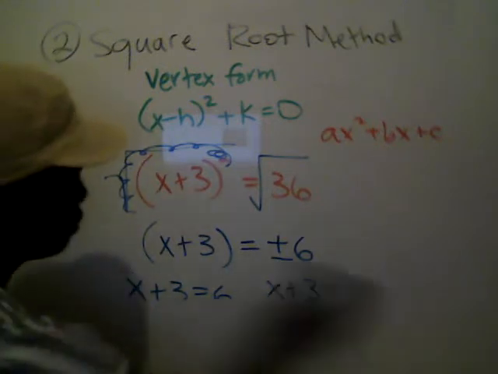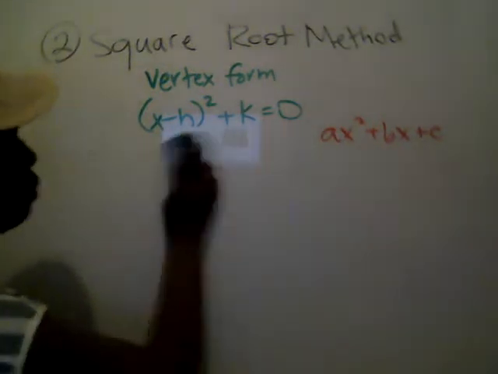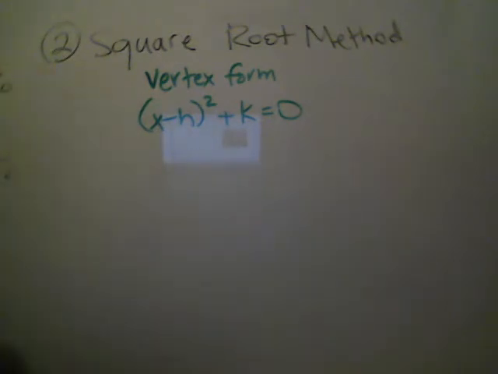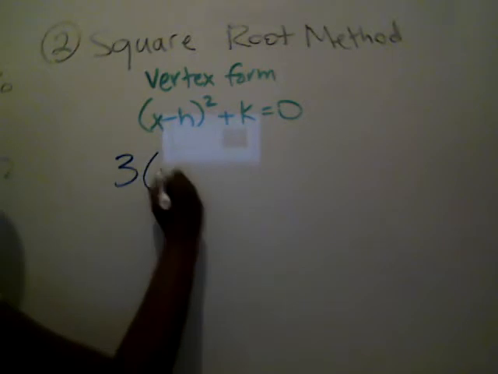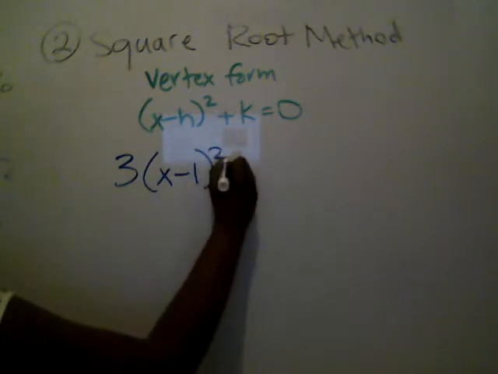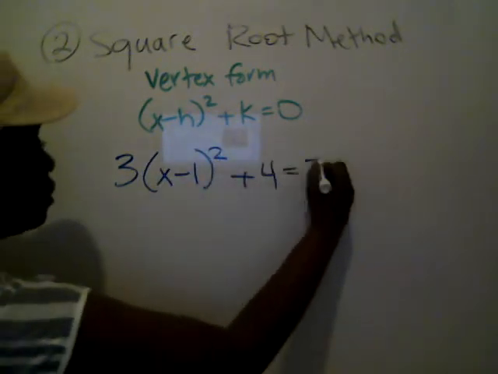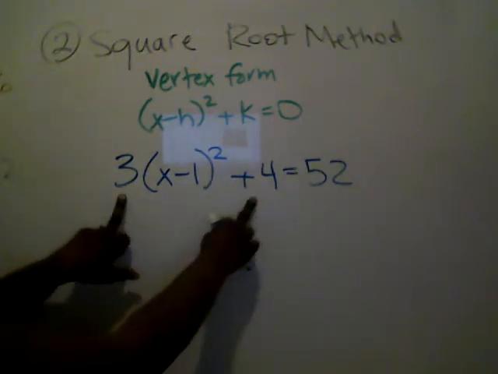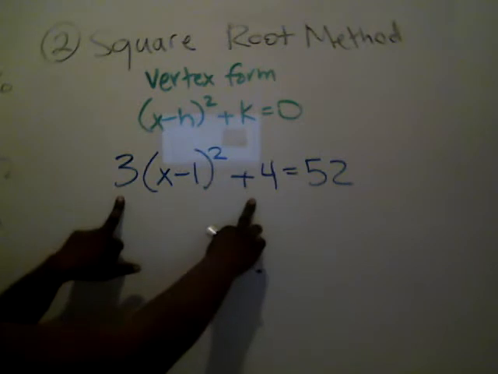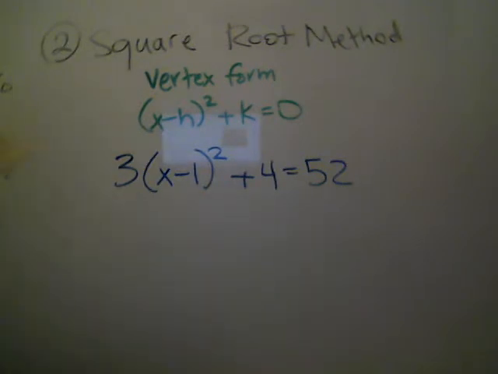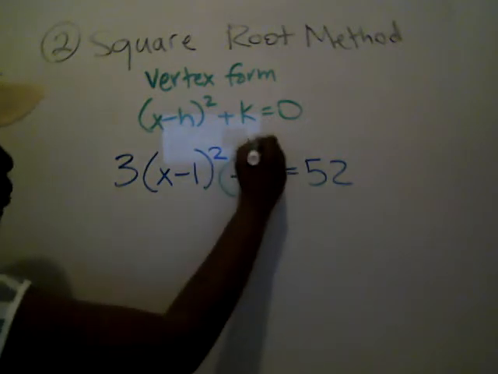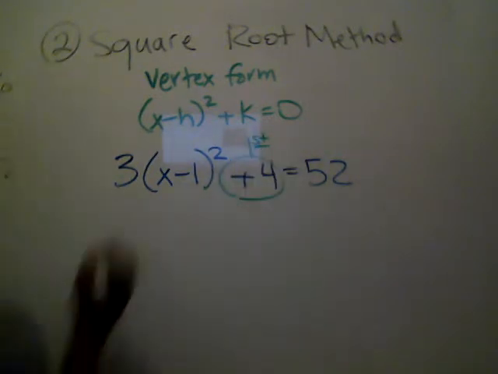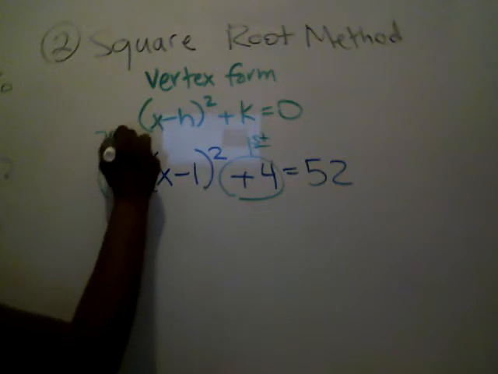Let's try another one where we actually have to do a little more cleanup before we can do a square root. So let's say we have 3 times (x minus 1) squared plus 4 equals 52. Now in this case, we have a number in front and a number back here. We have to move those over to the other side first before we can start doing the square root. We want to do addition and subtraction first. So you're always going to get rid of this number first, and then you're going to get rid of this number second.